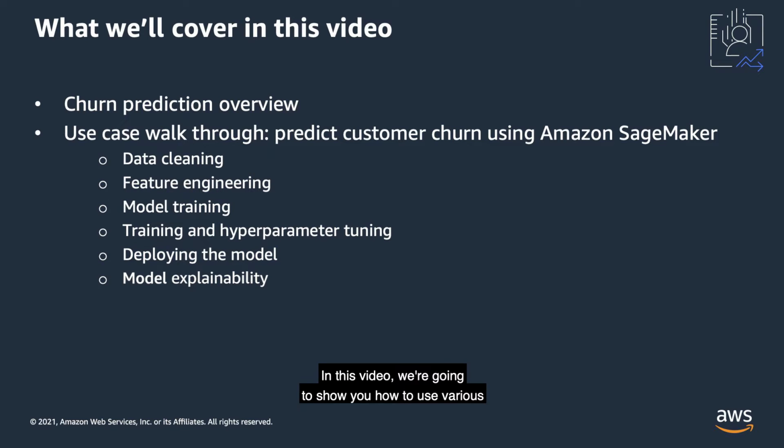In this video, we're going to show you how to use various SageMaker functionalities to build, train, and deploy a churn prediction model from end to end, including data pre-processing steps like ingestion, cleaning and processing, feature engineering, training, hyperparameter tuning, evaluating your model, and eventually deploy it to make predictions.